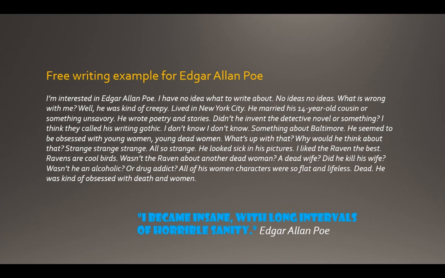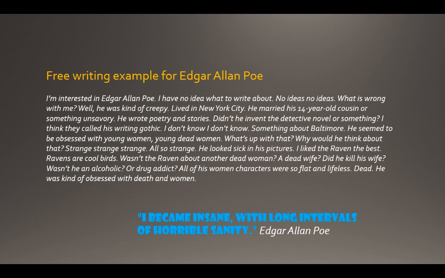He wrote poetry and stories. Didn't he invent a detective novel or something? I think they called his writing Gothic. I don't know. Something about Baltimore. He seemed to be obsessed with young women, young dead women. What's up with that? Why would he think about that? Strange, all so strange. He looked like he was sick in his pictures. I liked the raven the best. Ravens are cool birds. Wasn't the raven about another dead woman, a dead wife?